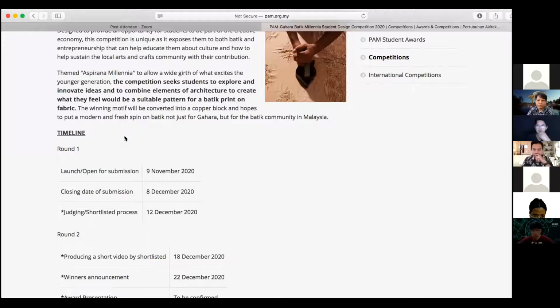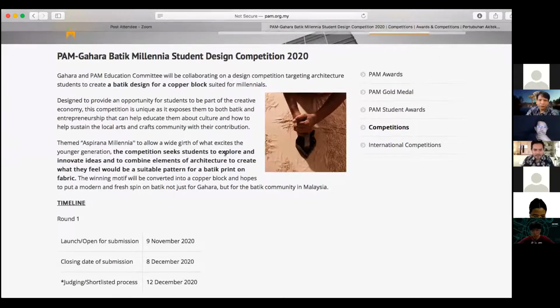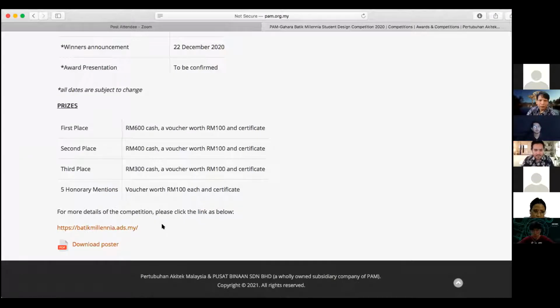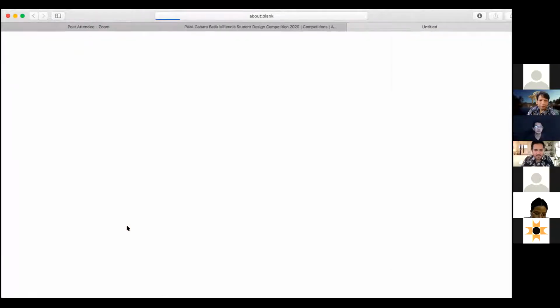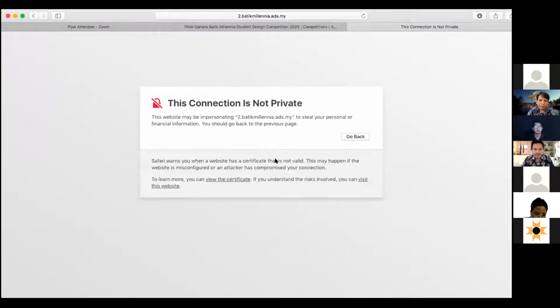Alright. You all can see my screen now? Ya, nampak ya. Scroll down. Okay. Yang ni ke? Ni no. I think you are. Yeah. Klik yang tu. This one, eh? Yeah. No, it's not private. Show details. Tak boleh, eh? Oh, tak boleh.